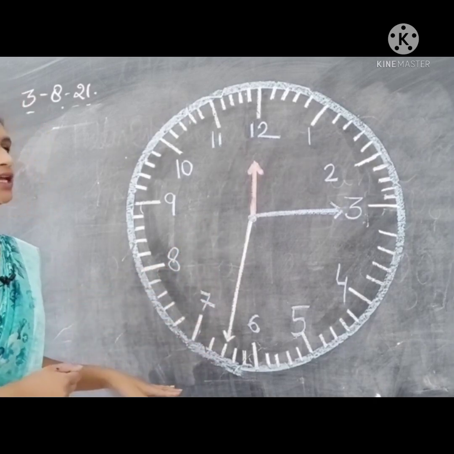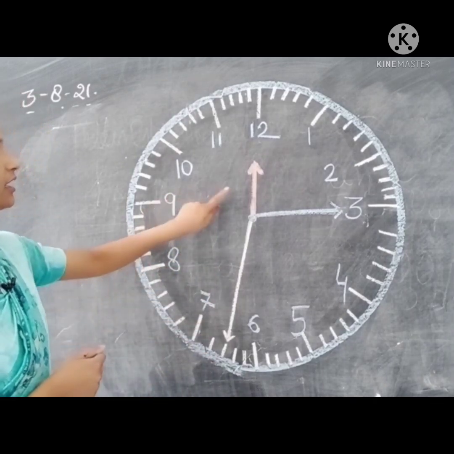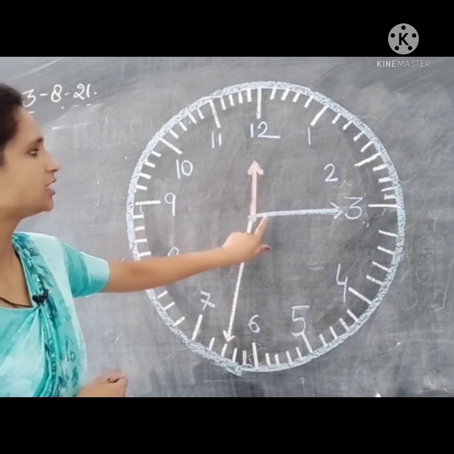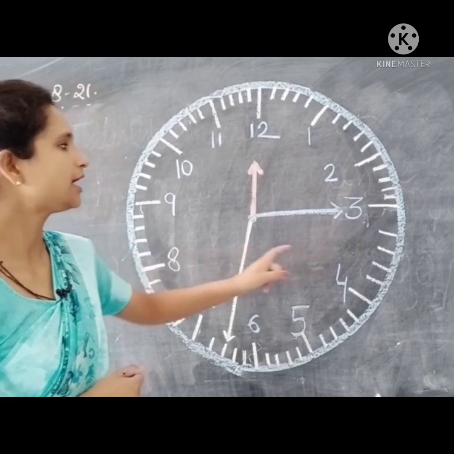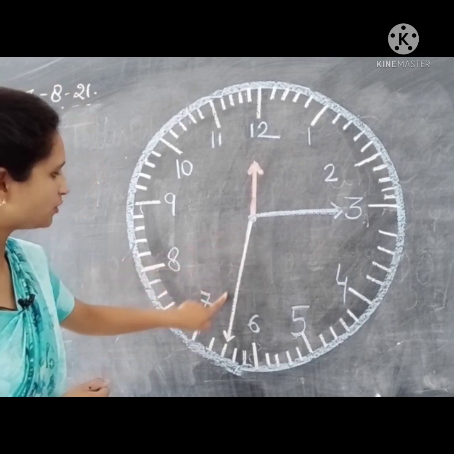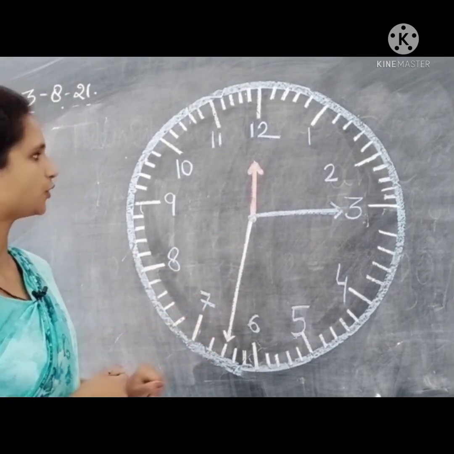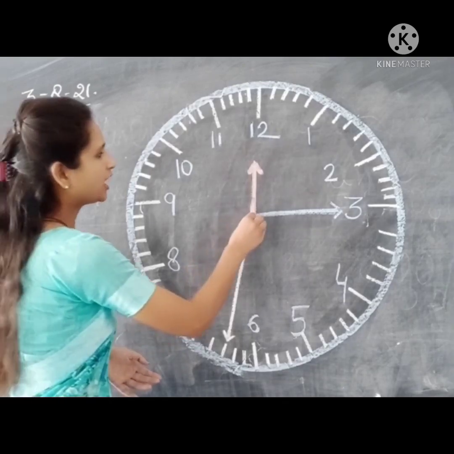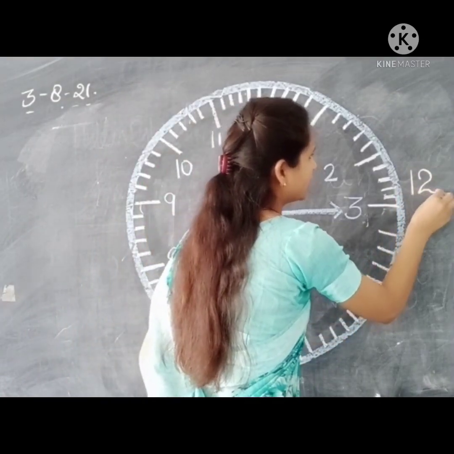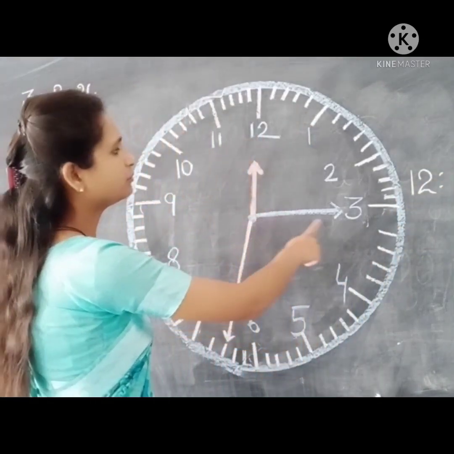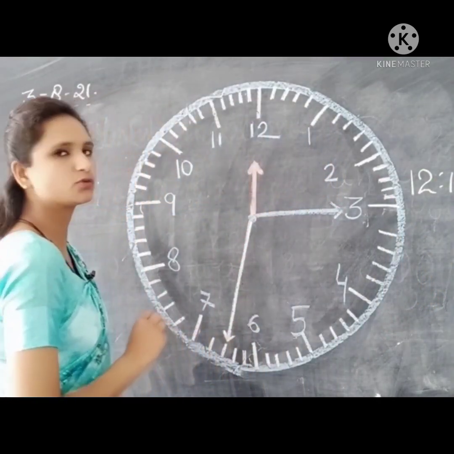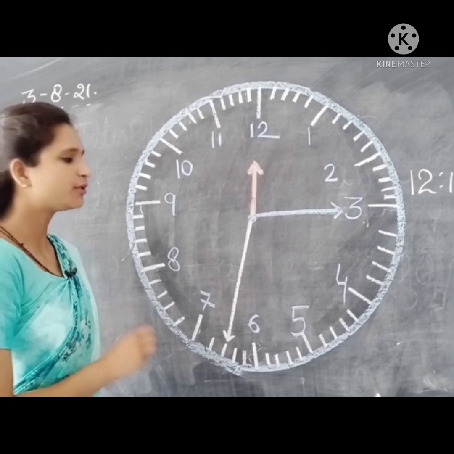As I have previously told you, there are 3 hands in a clock. The short hand is the hour hand, the long hand is the minute hand, and the third hand is called the seconds hand. As you can see, the short hand is at 12, so you can clearly tell that the hour is 12, and the minute is 15. So it is 12 hour, 15 minutes. Now what about the seconds?